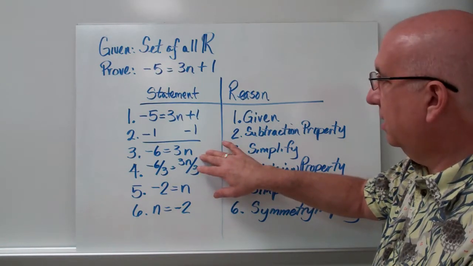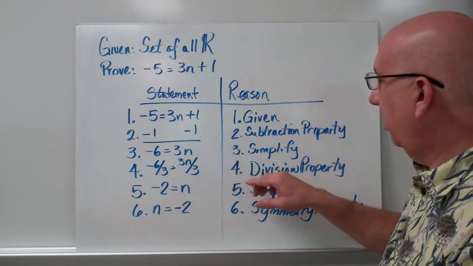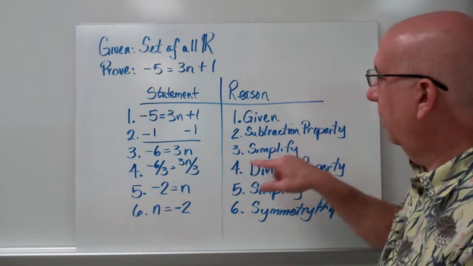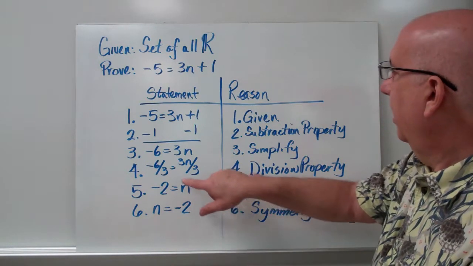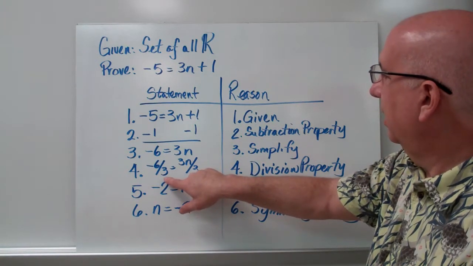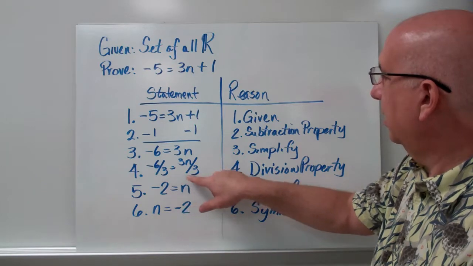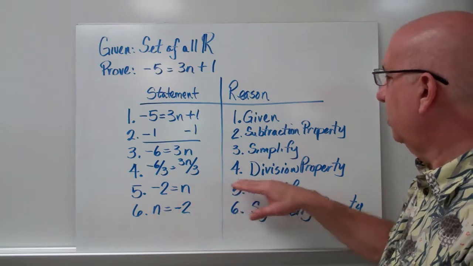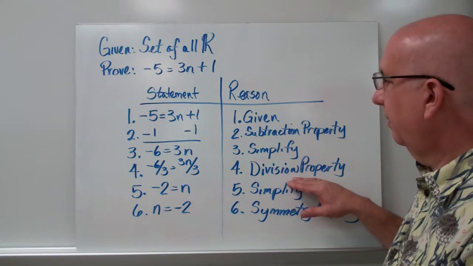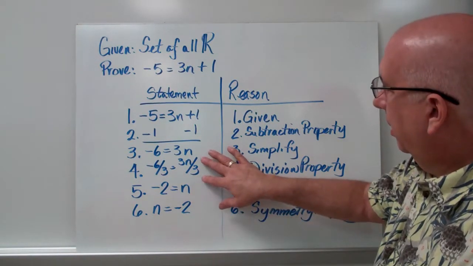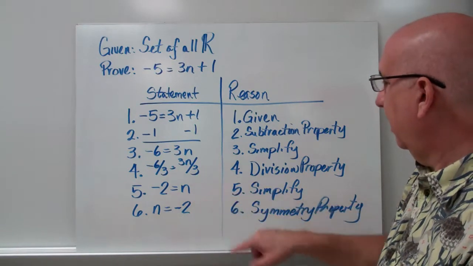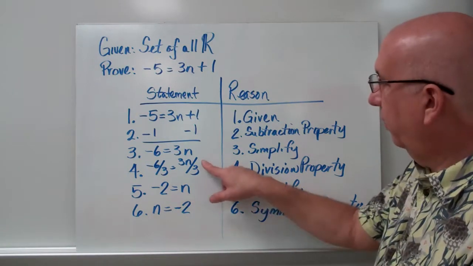The reason we can say it's negative 6 is equal to 3n is because we simplify. The next step, number 4, is negative 6 divided by 3 is equal to 3n divided by 3. The reason we can do that is the division property. To get from here to here, we get negative 2 is equal to n. The reason we can make that statement is because we did what from here to here?